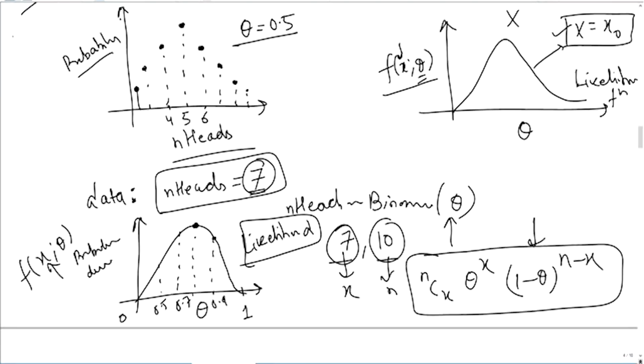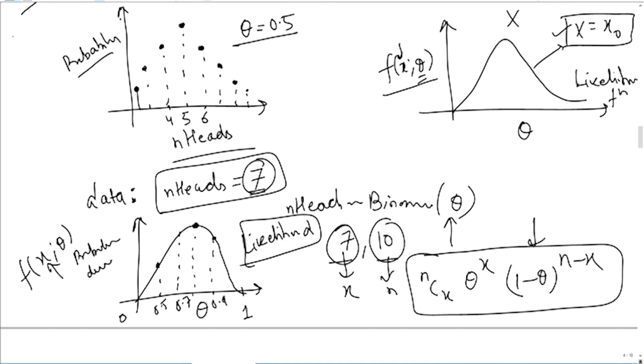So, for example, this is the likelihood of observing 7 heads when theta is 0.5. What this graph tells you is that some values of theta are more likely to generate 7 heads, some values of theta are less likely to generate 7 heads. That is why this is called a likelihood function.